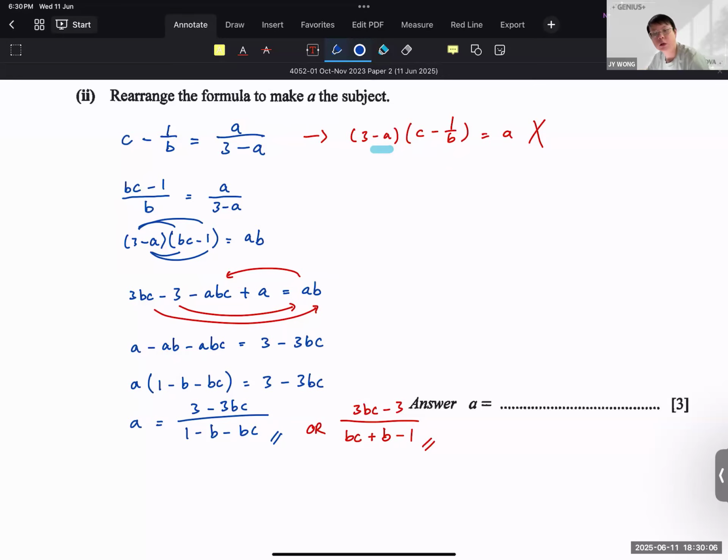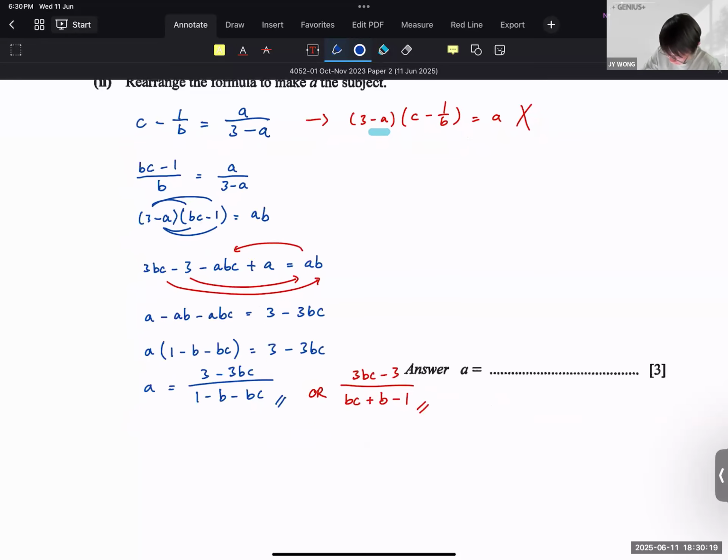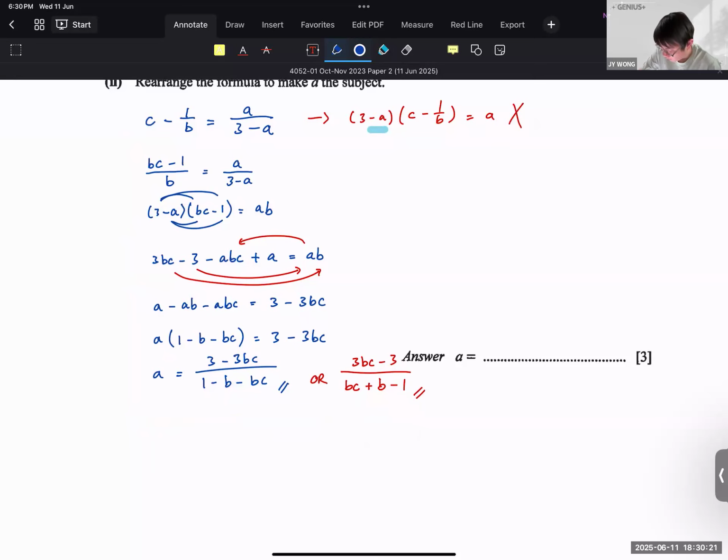It is not simplified. Okay, so the way to make sure it stays simplified is you combine into a single fraction to cross multiply. That would be the easiest way to do it. It's not the only way, but I think it's the easiest way. Okay, so the 3 marks here, not so easy. Let's move on.